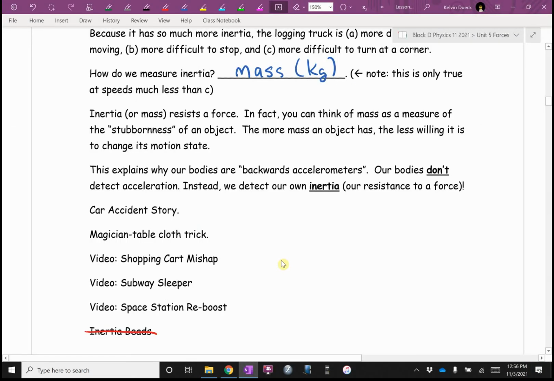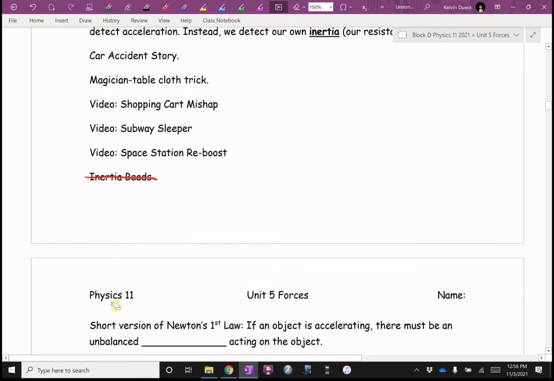So, Newton's first law, the law of inertia. If forces are balanced, then A must be zero. If forces are not balanced, A can't be zero. I also had one more, but I can't find those. Somebody didn't put them back on the shelf. So if you're wondering why inertia beads is crossed out, I looked for them this morning, couldn't find them.